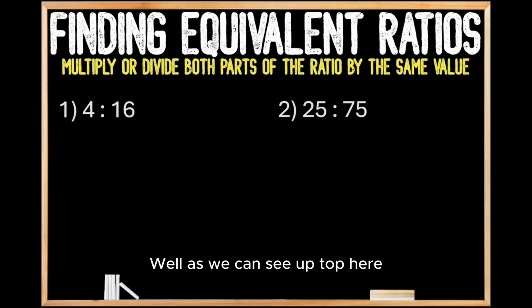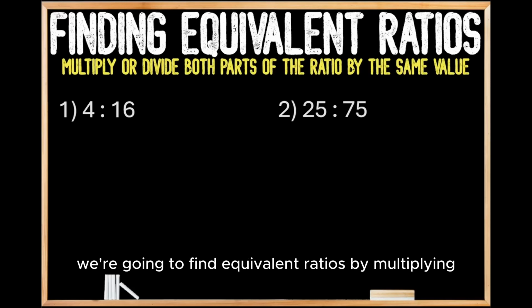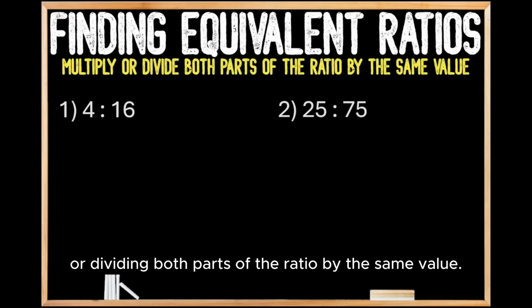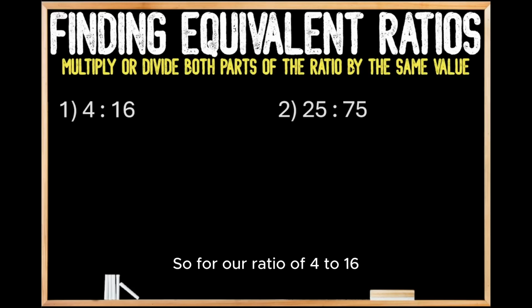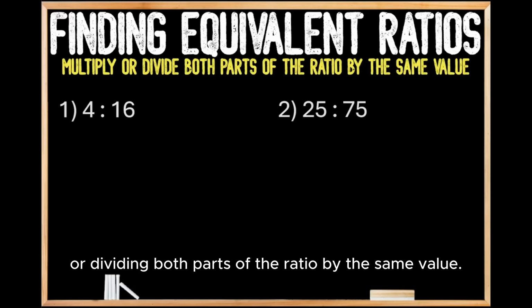Well, as we can see up top here highlighted in yellow, just like when we're finding equivalent fractions, we're going to find equivalent ratios by multiplying or dividing both parts of the ratio by the same value. So for a ratio of 4 to 16, we're going to find equivalent ratios by multiplying or dividing both parts of the ratio by the same value.